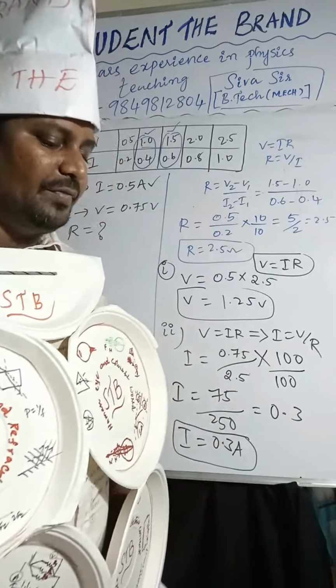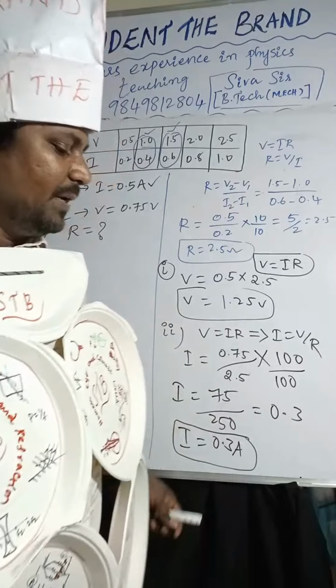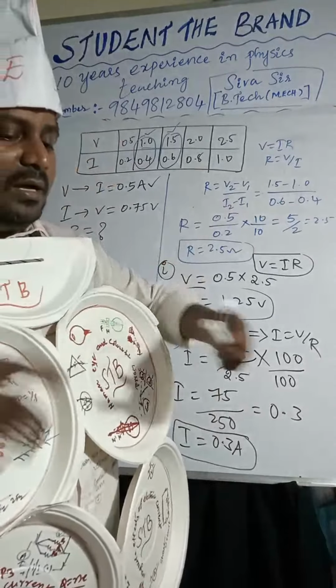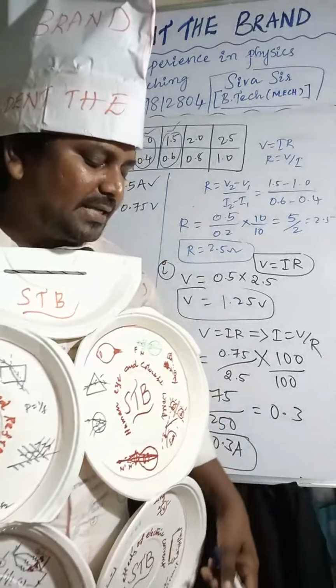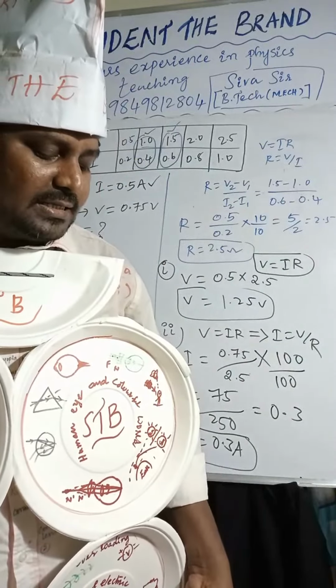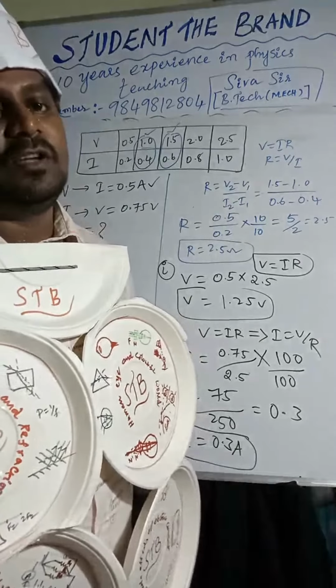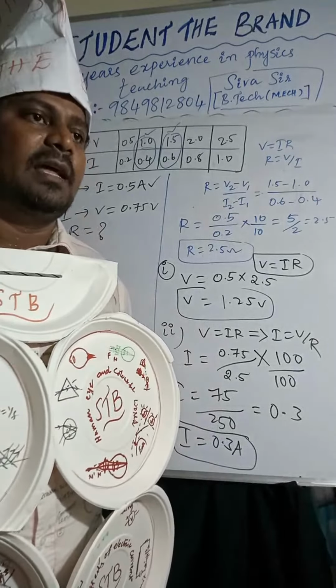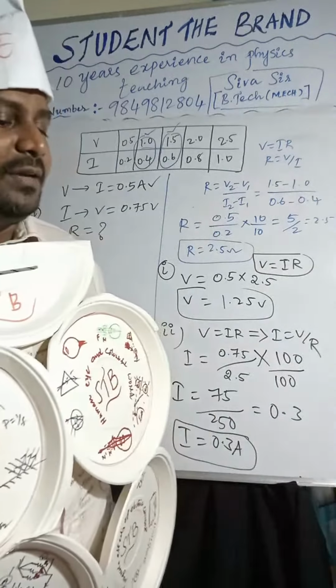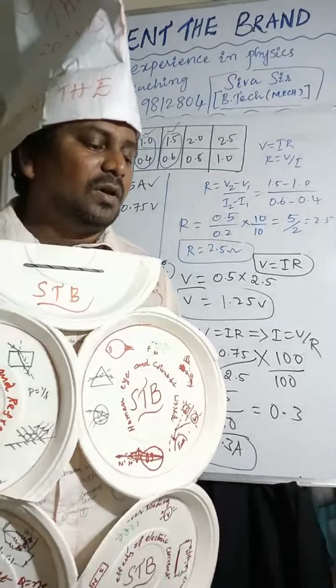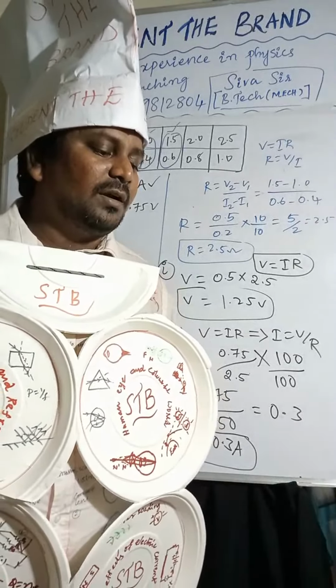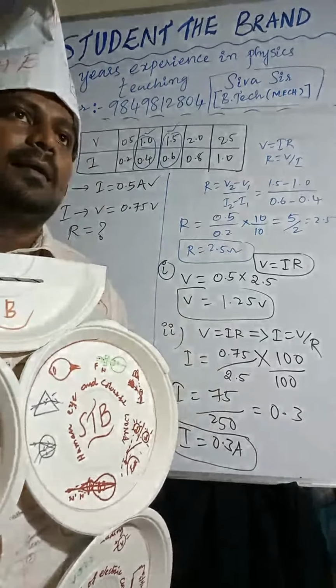So that's enough for today's class. I hope it is very clear. Next we'll do resistors in series, resistors in parallel, and the factors that resistance depends on. R is directly proportional to L, and R is inversely proportional to area. Like that, these questions also we will do in the next class.